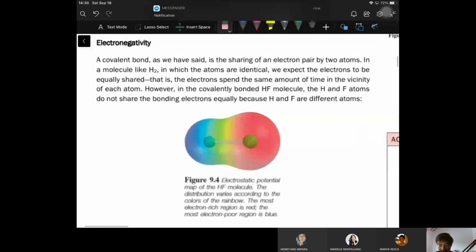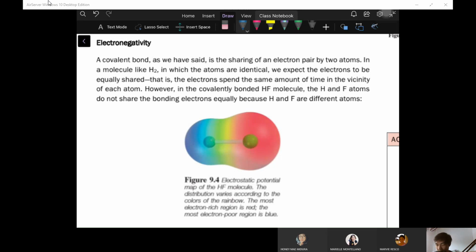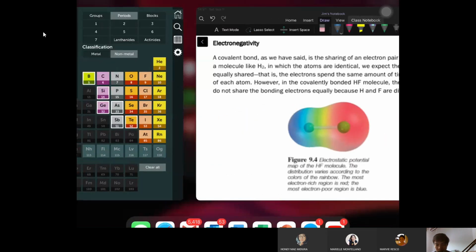Punta tayo dito sa electronegativity. Okay. So, ano yung concept ng electronegativity? Balik tayo sa periodic table.